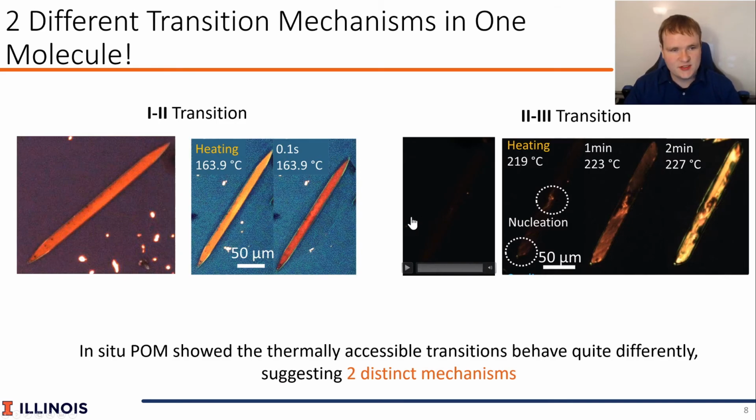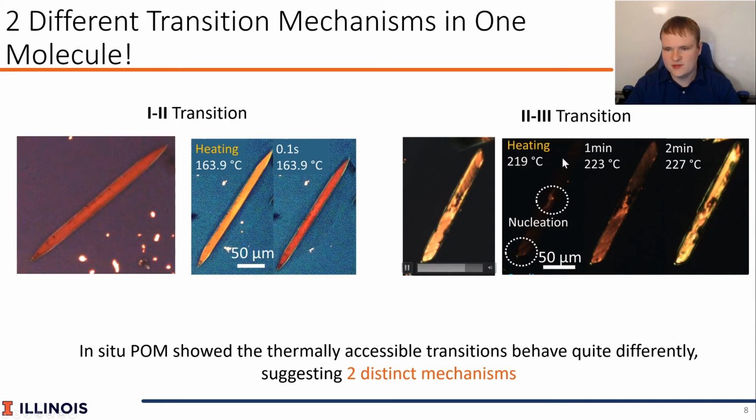We see potentially two different mechanisms in one molecule. So in the 1 to 2 transition, if you blink, you'll miss it. The transition occurs all at once for this crystal, and as we can see, it's actually within one frame of the video, less than 0.1 seconds. In the 2 to 3 transition, however, we see some of the hallmarks of nucleation and growth, where we see these nucleation sites and then a diffusive growth throughout the crystal that occurs on the order of several minutes, suggesting that we have two distinct mechanisms here.